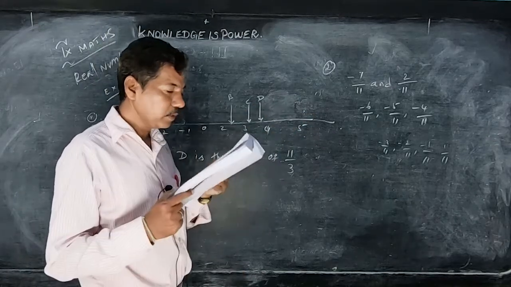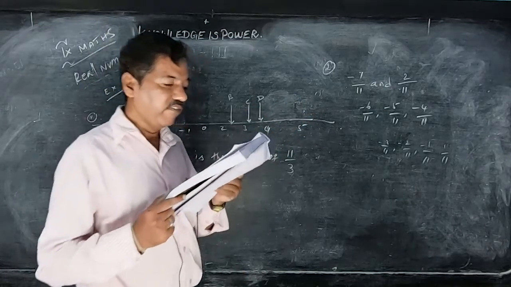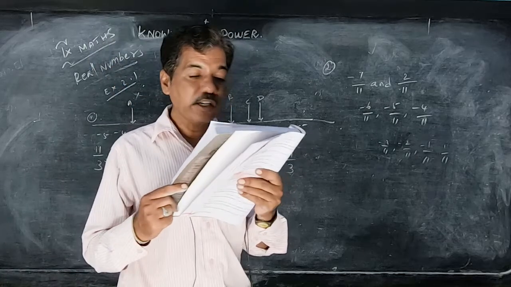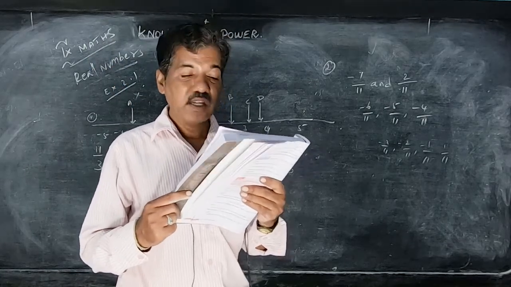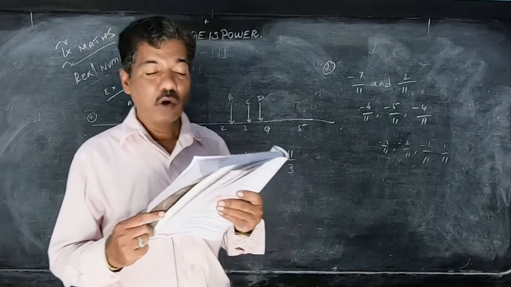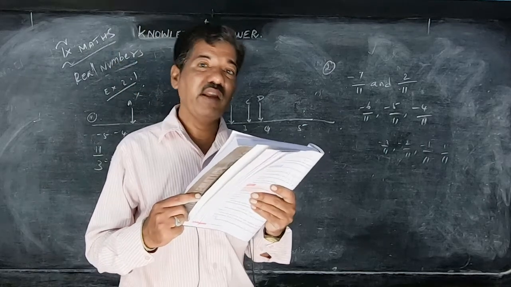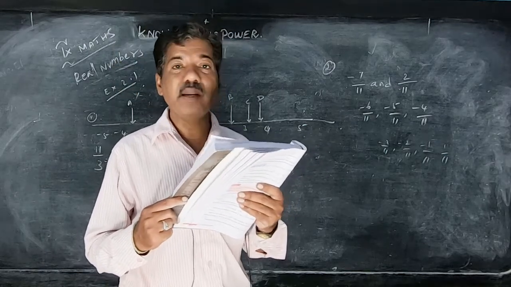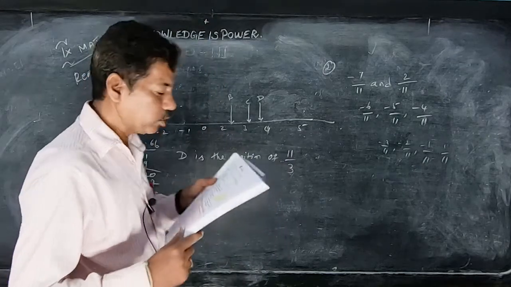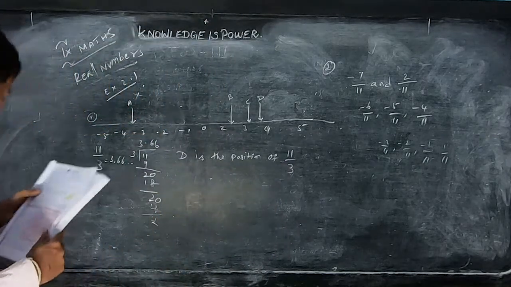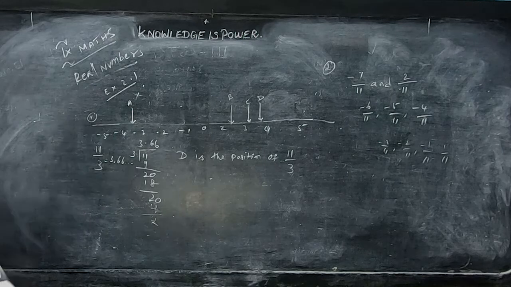Okay, now question number 3. Find any 5 rational numbers between 1 by 4 and 1 by 5. The first one I will do. The second one and third one you try as homework; they will be very easy. But the first one needs taking out the LCM, and it will take some more time. That's why I will do the first one, which is difficult for you.